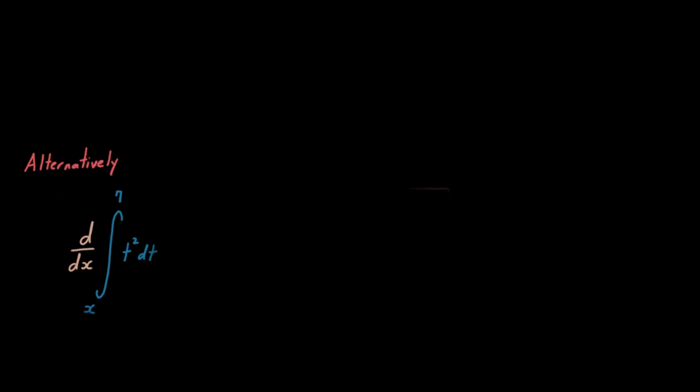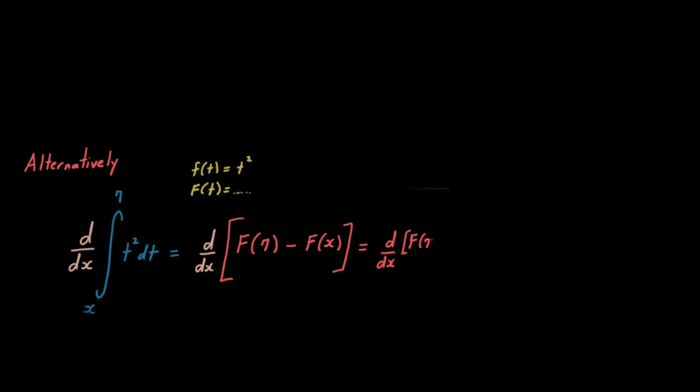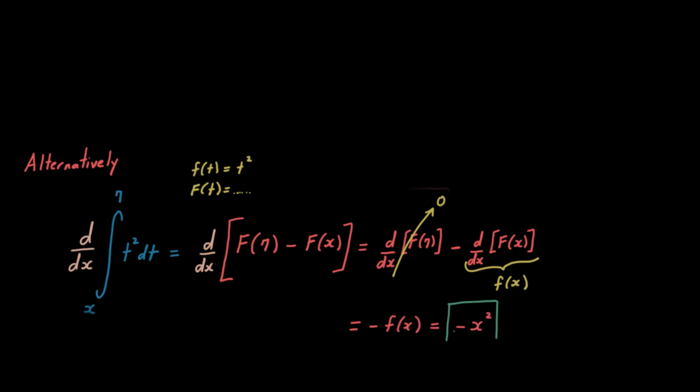It's just a plug and chug, or just a replacement of t's with x's. Alternatively, let's let lowercase f be t squared, capital F is... We actually don't care what it is, even though in this case we can easily solve for it. Take the derivative, distribute the derivative operator, and proceed exactly the same as the last one, except we have a negative sign in front of the x squared. That's the only difference.